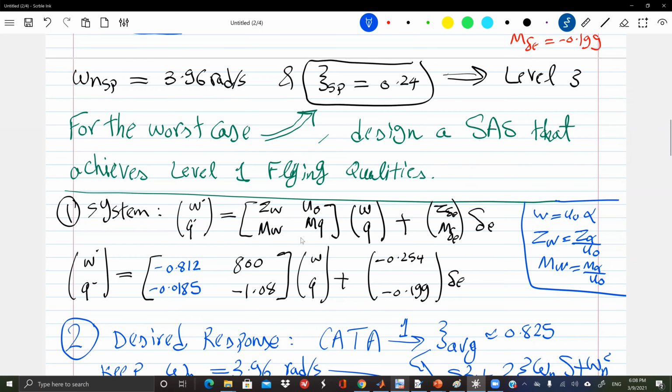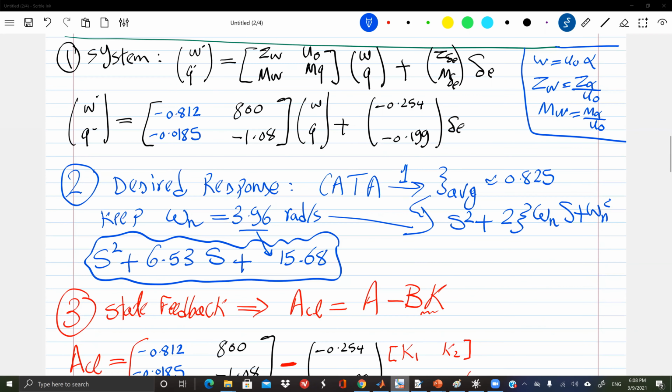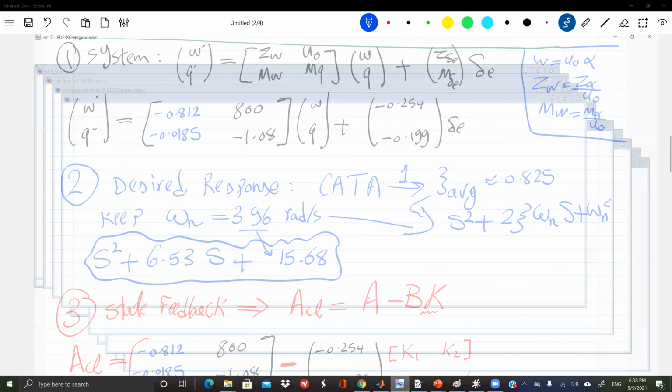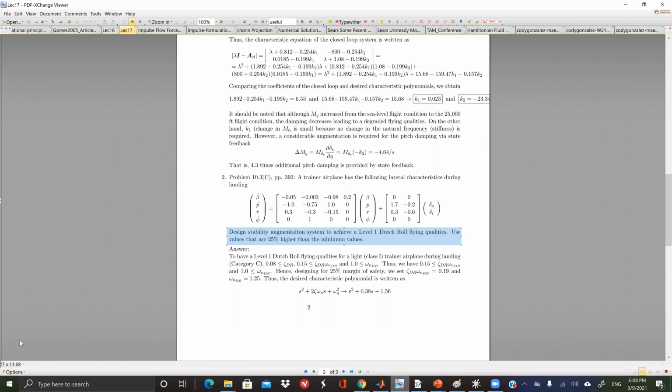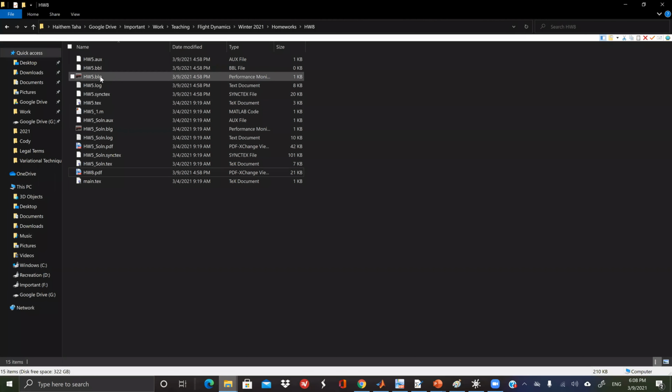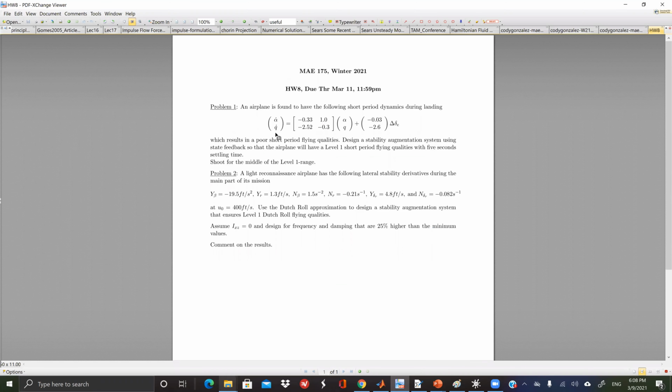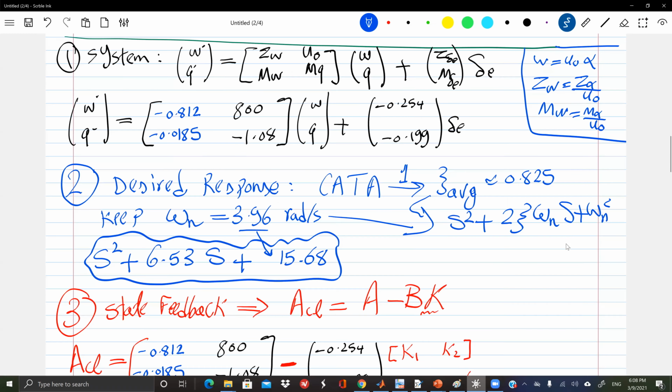And indeed, the question in homework 8 is actually given for the short period mode in terms of alpha and Q. So you should be ready with either representation. And the relation is simple. Sometimes it becomes confusing, but just write this in front of you: V is equal to U0 times beta and W equals U0 times alpha. Any questions about that?